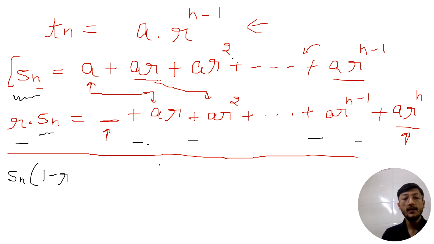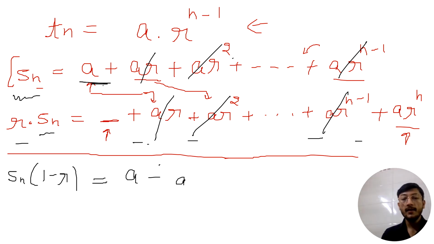It is 1 minus r, and ar is cancelled out with this ar. Similarly, ar^2 is cancelled out with the above ar^2, and so on up to ar^(n-1). So what is left behind? Minus a. This a is also left, so I write here a minus ar^n, right? So again I take a common. If I take a common, what is left behind? 1 minus r^n.